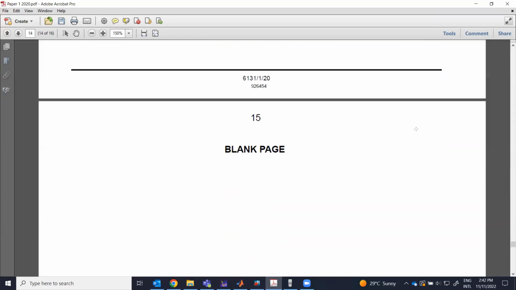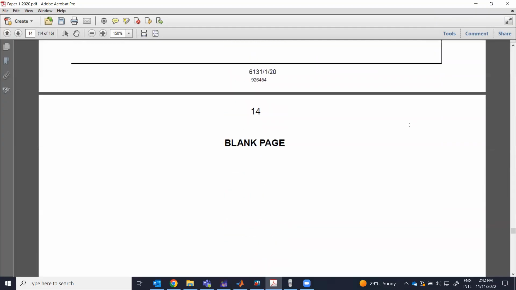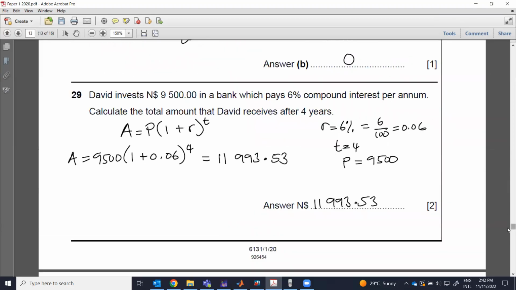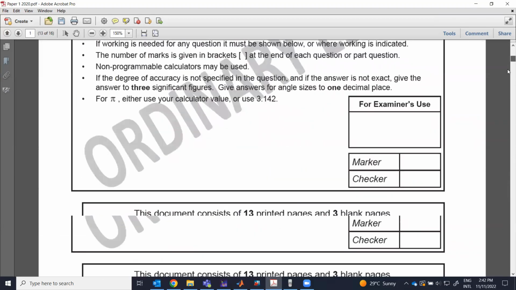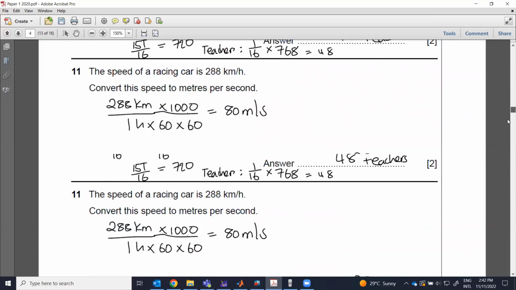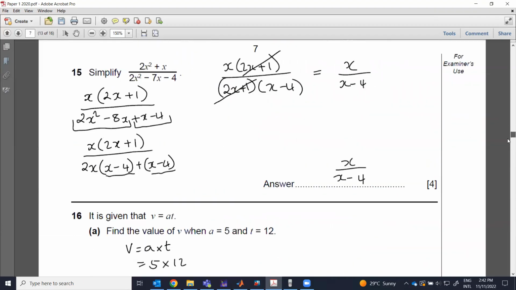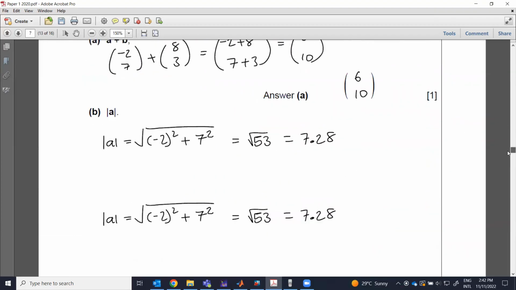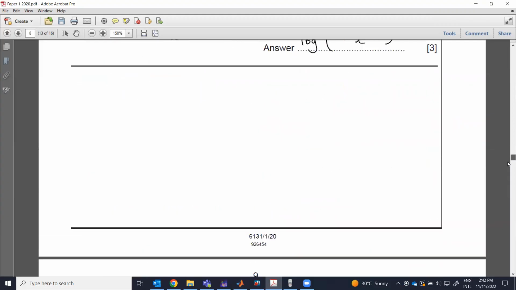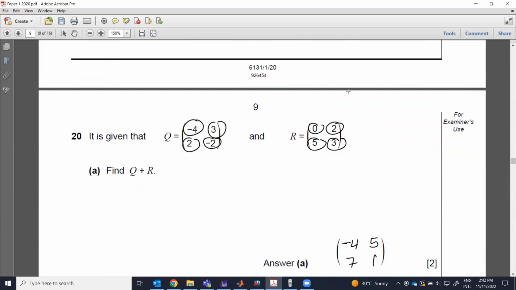All right, and we're done with the paper. So that didn't take us too long. This is a 2-hour paper, and we've taken less than 2 hours. So what should you do with those 2 hours? Should you just hand in your paper? No, what you should do is go over your questions, make sure that what you've done is in fact correct.